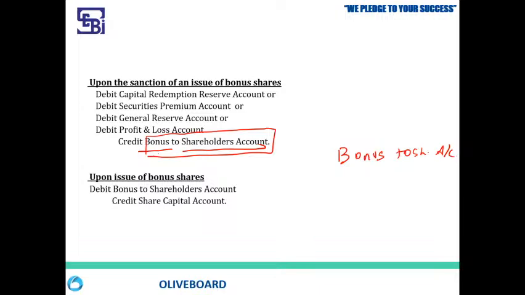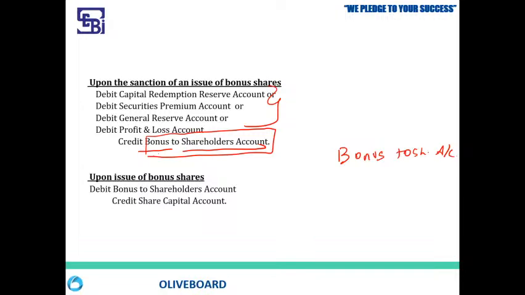So what you have to do, you have to debit your reserves. So what are all the reserves you have? Whichever one you are using, you can debit that reserve. I have written all the reserves here, whichever you have. If you have CRR, you can debit CRR. You have securities premium, you can debit securities premium. If you have general reserve, you use general reserve. If you have P&L, you use P&L. Accumulated profits, if you have, you use accumulated. Ma'am, is there any order?